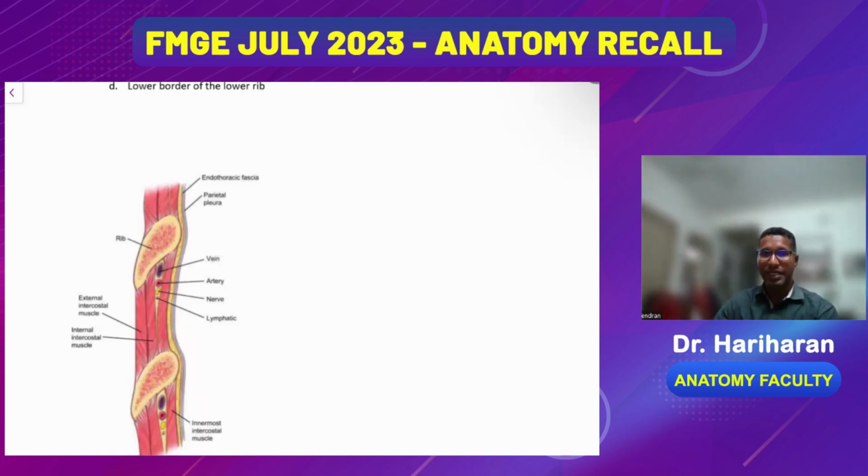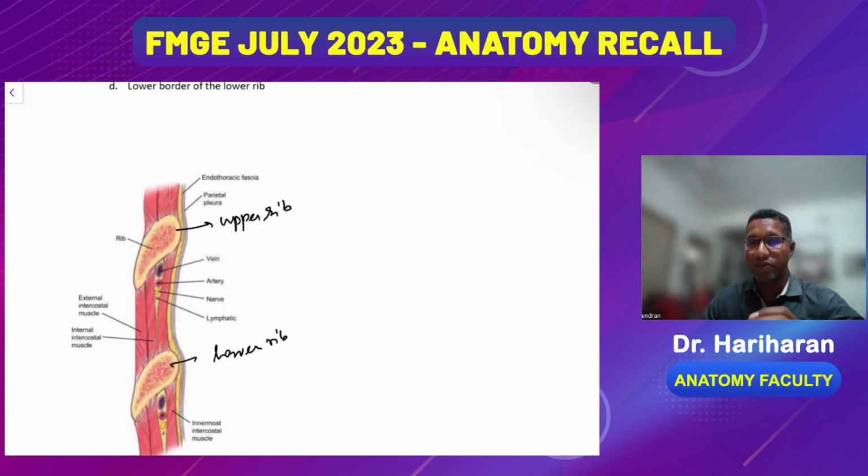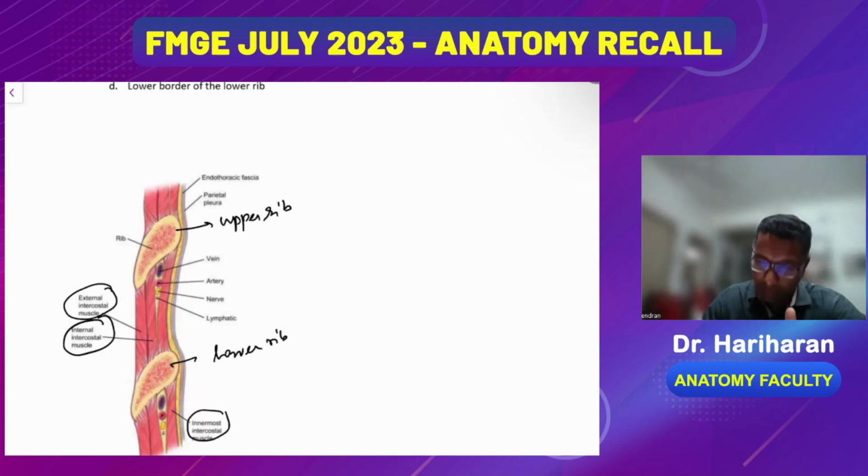If you see the intercostal space, this is the upper rib and this is the lower rib. Let us consider this one intercostal space, which is bounded by one upper rib and one lower rib. You have a lot of muscles here: the external intercostal muscle forms the outermost layer, then comes the internal intercostal muscle, then the innermost intercostal muscle. In between the internal intercostal muscle and the innermost intercostal muscle, you can see the neurovascular bundle.